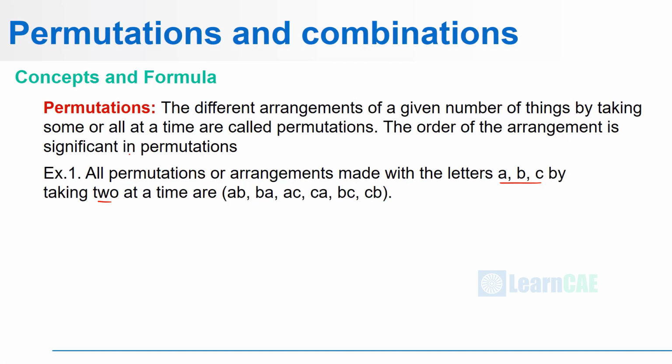Here if you see, the order of the arrangement is significant, that is AB is not equal to BA, therefore you have to write it separately. So in this case, with respect to 3 given letters, we can make 6 arrangements or permutations.